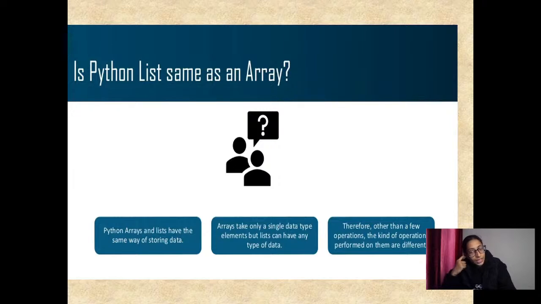Arrays can only take one single type of element, but a list can have multiple types of data. Third, the kinds of operations performed on them are different. Arrays have different operations, lists have different operations. Correct? The performance of both of them is different, but actually what we do is create it with the basic fundamentals.